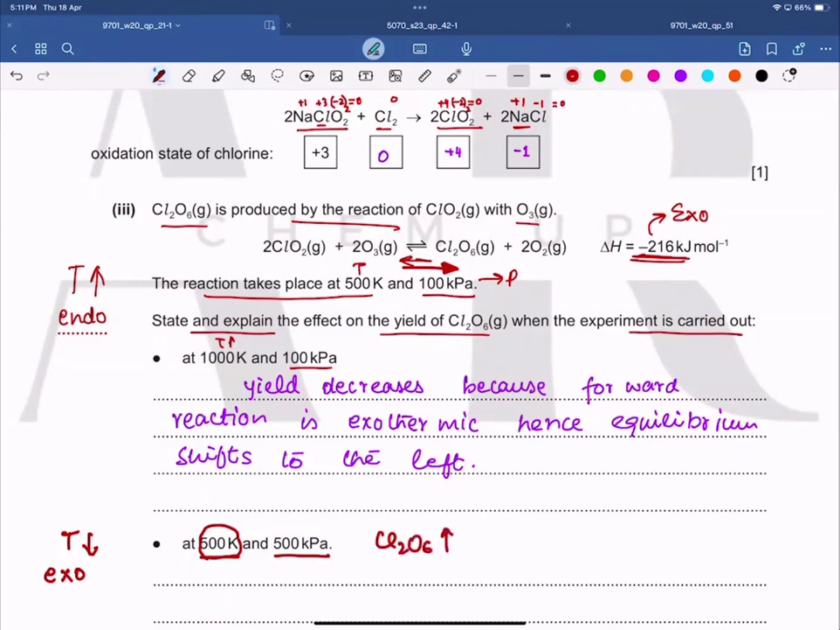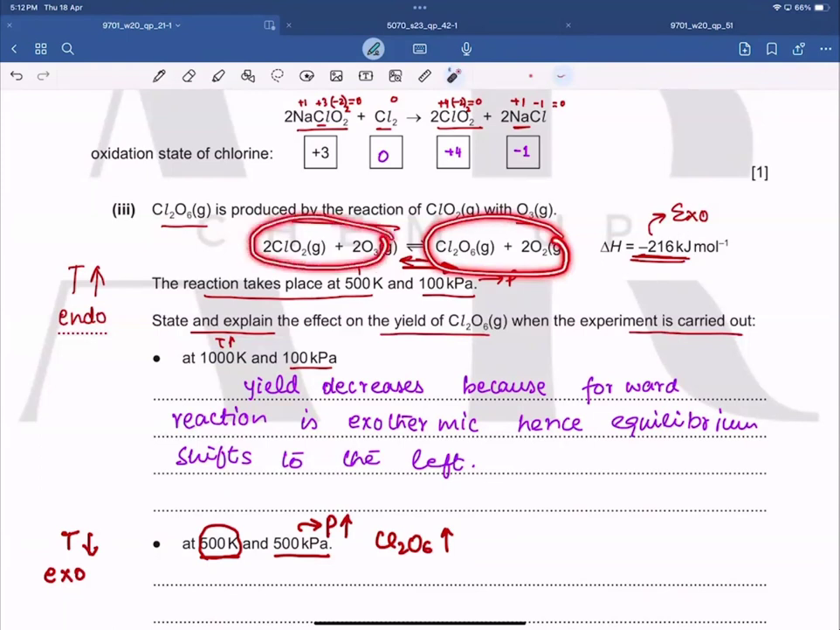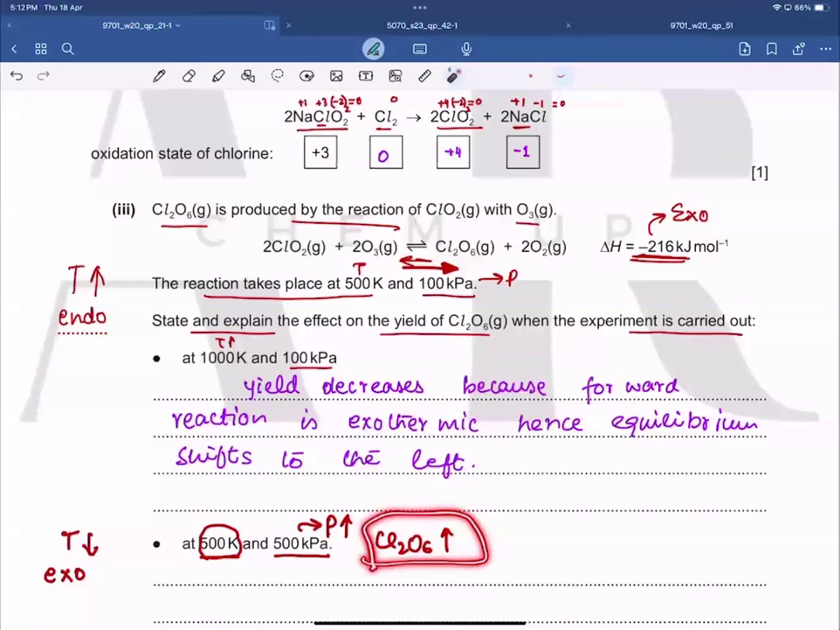It increases. Now, if you look at the pressure, we increased the pressure. If you recall the rule, very good. When we increase the pressure, the equilibrium shifts towards the side where there are fewer moles of gases. On the reactant side, we have 4 moles of gases, and on the product side there are only 3 moles of gases. So again, on increasing the pressure, the equilibrium shifts towards the right, and as the equilibrium shifts towards the right, more Cl2O6 would form.